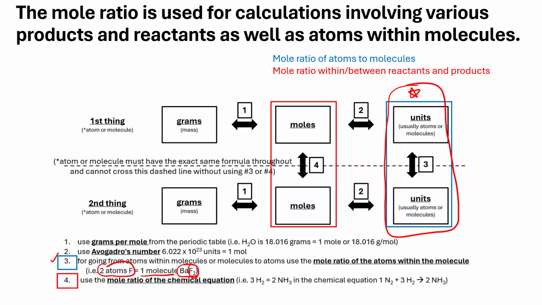But now what we're going to do is introduce this other one here, where we're going to use the mole ratio, again, of the chemical equation to now be able to move back and forth between reactants and products, or between two reactants, or between two products, right? Just to figure out how much we need of stuff, how much we can make, and things like that.